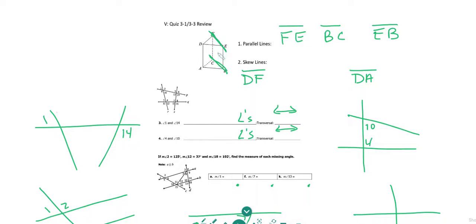Next, we're looking for a line that is parallel to EB. And that line is going to be DA.